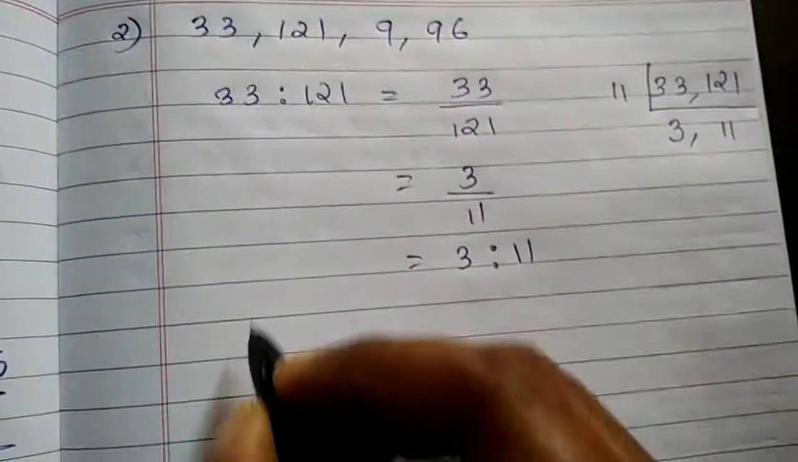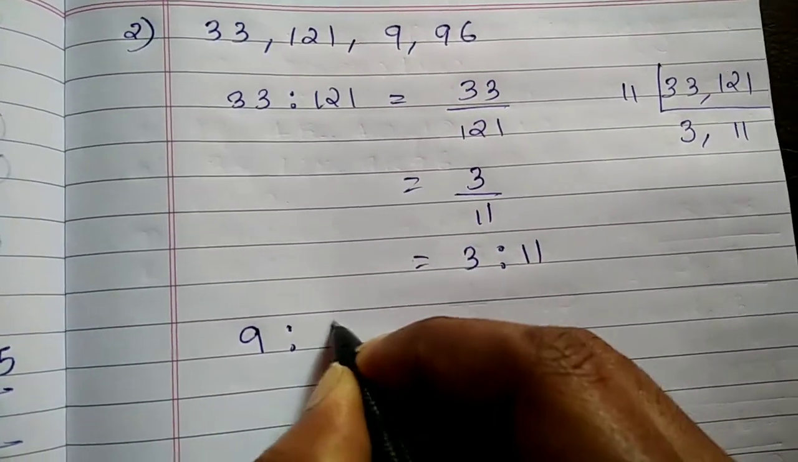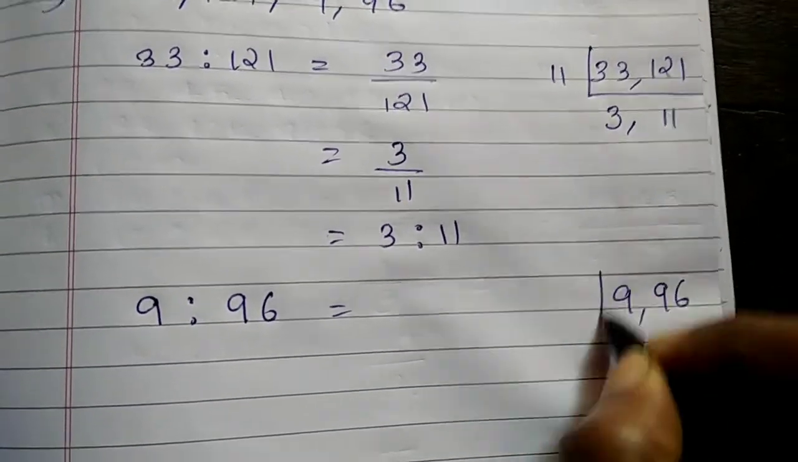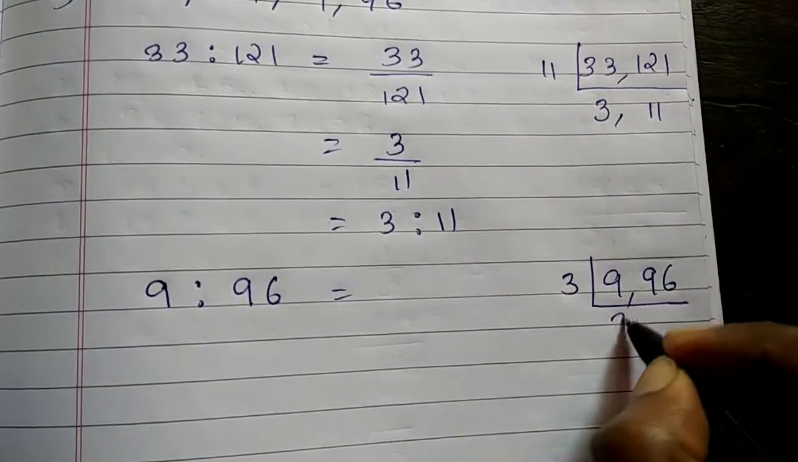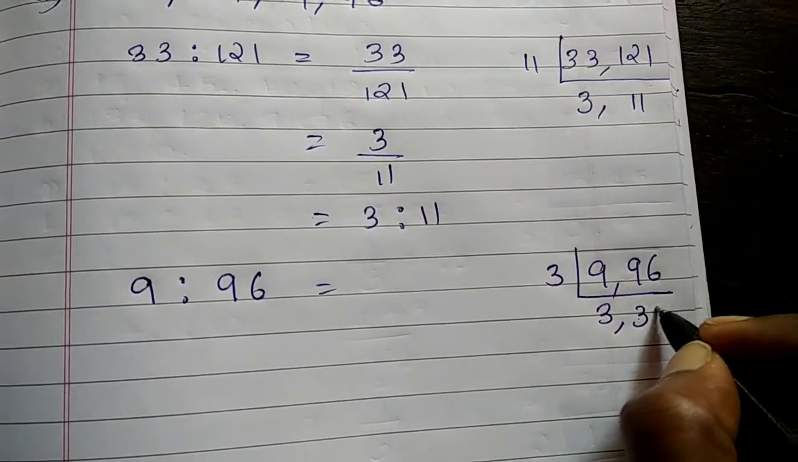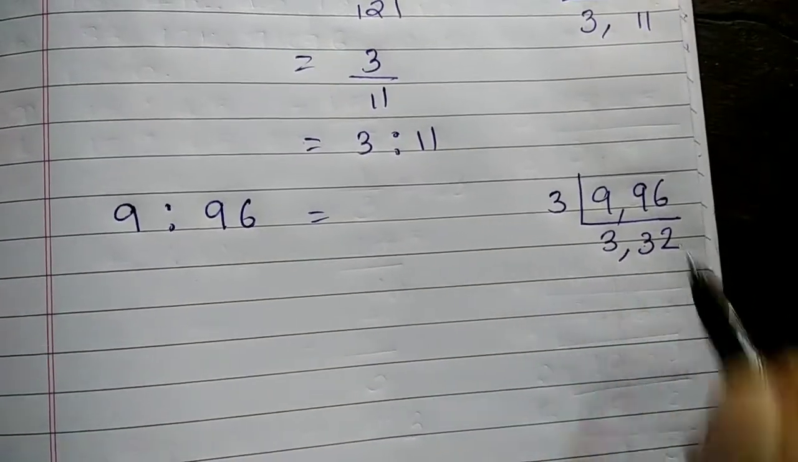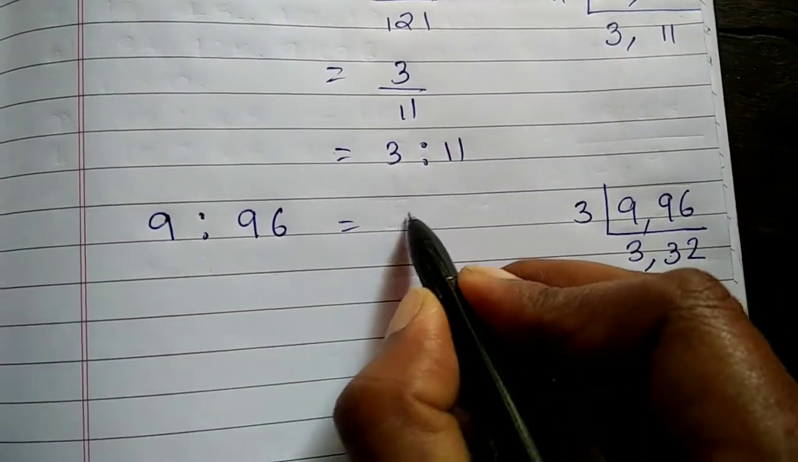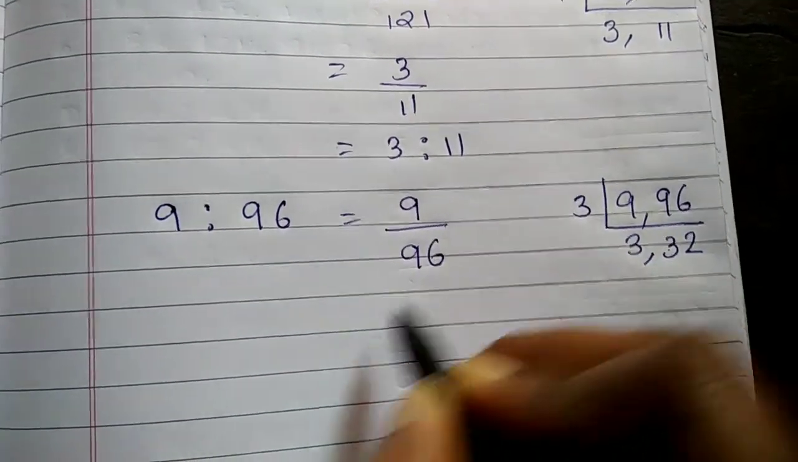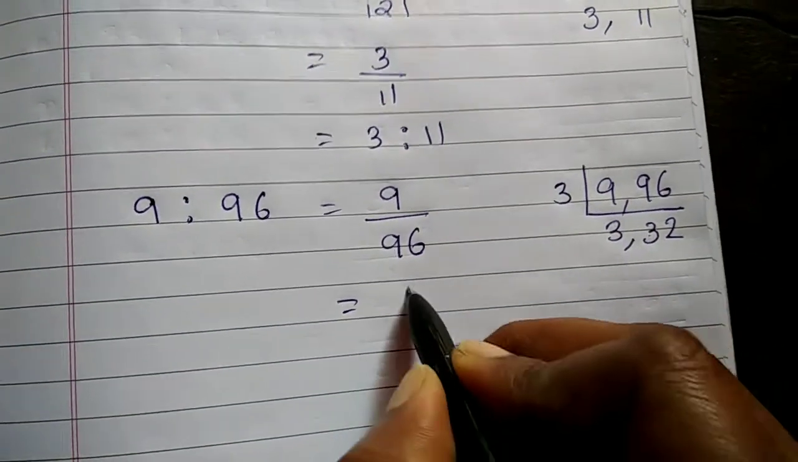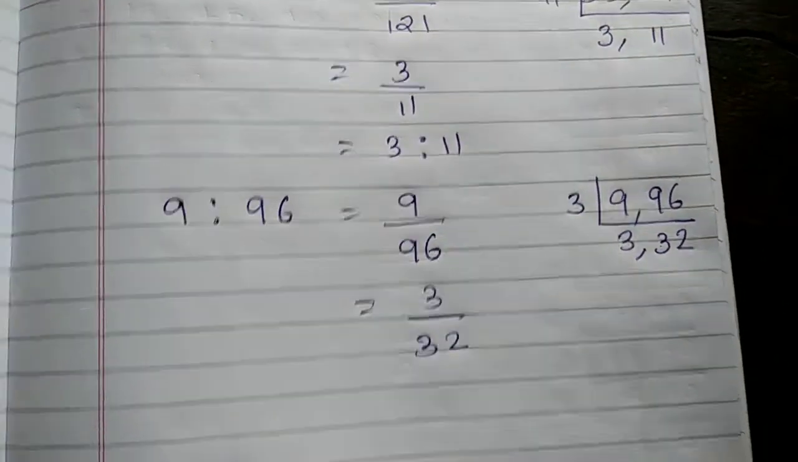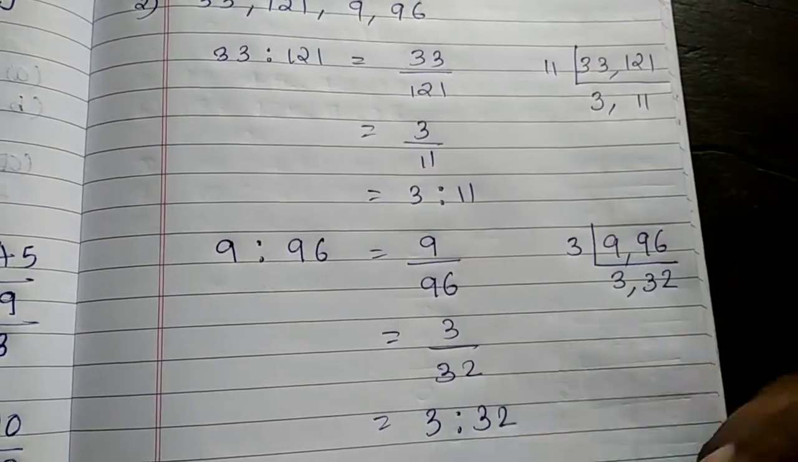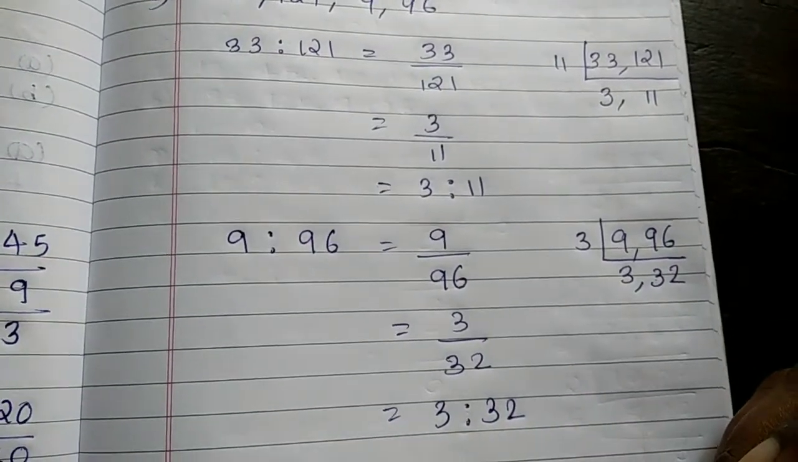Next 9 and 96. So 9 is to 96. HCF കണ്ടുപിടിക്കുമ്പോൾ 3 3s are 9. 3 2s are 6. ഇപ്പോൾ ഇവിടെ 3യും 32 ആണ് വന്നിരിക്കുന്നത്. 3യും 32വും ഒരു നമ്പറിലും ഡിവിസിബിൾ അല്ല. So here we write 9 upon 96. We get 3 upon 32. 3 upon 32 is 3 is to 32. So these two ratios are not in proportion.